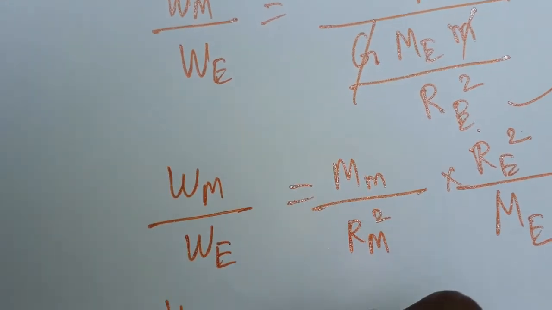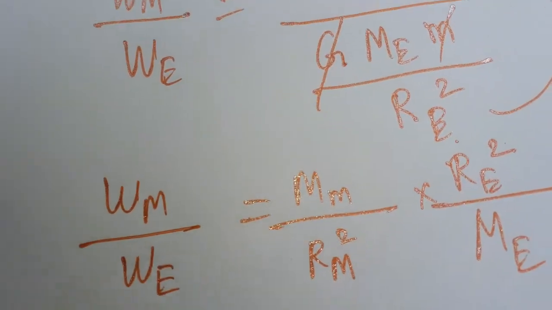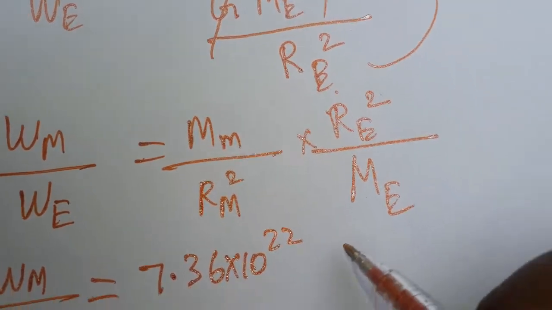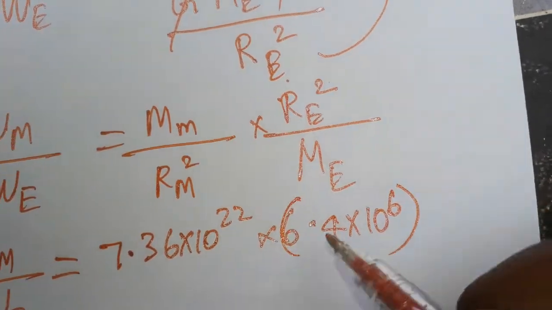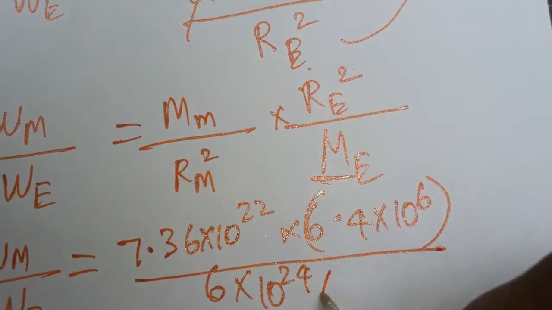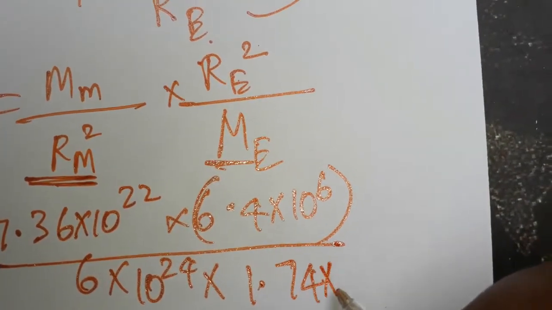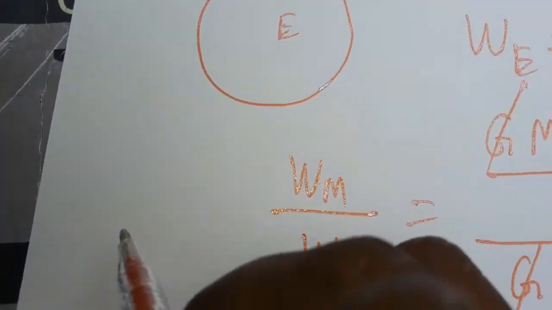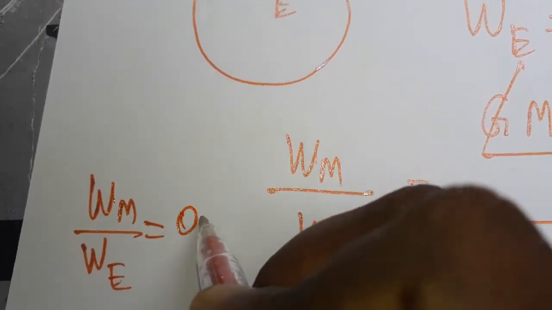So the weight of the moon divided by the weight of the earth is equal to the mass of the moon, 7.36 into 10 power 22, times the radius of the earth, 6400 kilometers, that is 6.4 into 10 power 6, divided by the mass of the earth, 6 into 10 power 24 kg, and the radius of the moon, 1.74 into 10 power 6, whole square. After this full calculation, the weight on the moon divided by the weight on the earth is equal to 0.165.